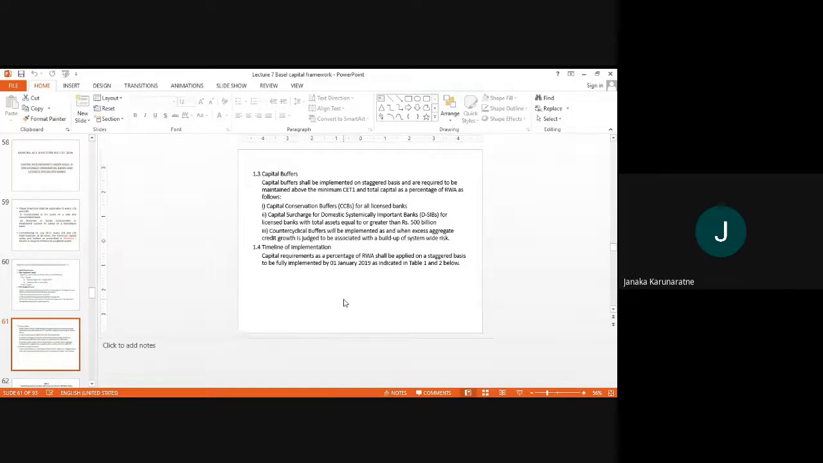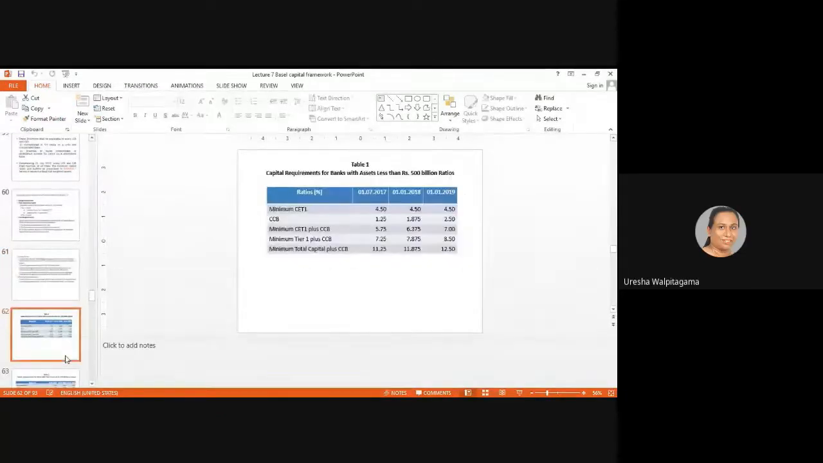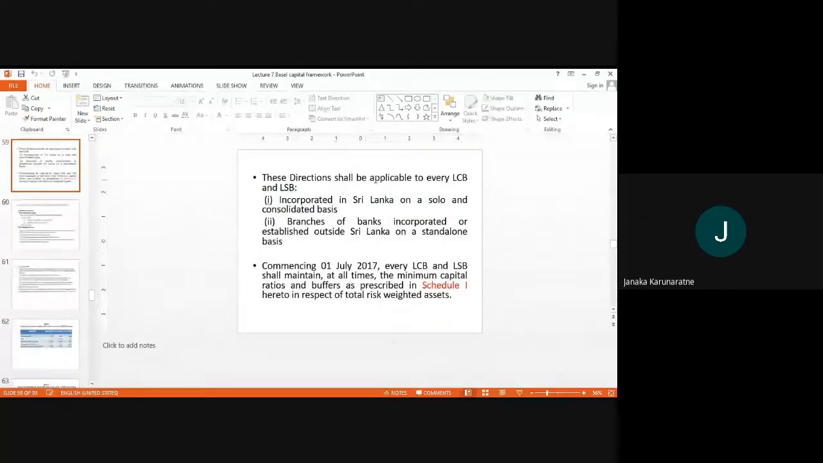When this original direction was issued, it was mentioned it is applied on a staggered basis, but will be fully implemented by 1st January 2019. Now we are in 2020, so these directions are fully applicable among all the banks. Is the capital conservation buffer not applicable for development banks? This direction applies for all commercial banks and specialized banks. These directions shall be applicable to LCBs and LSBs.